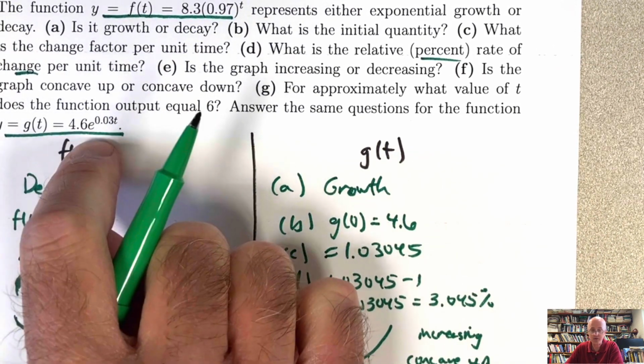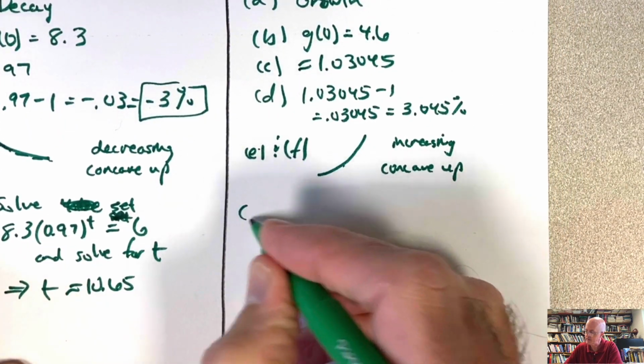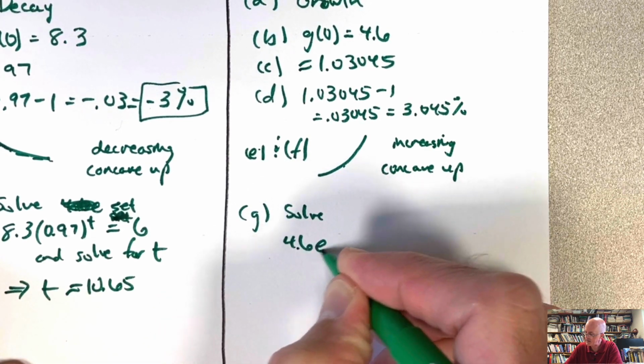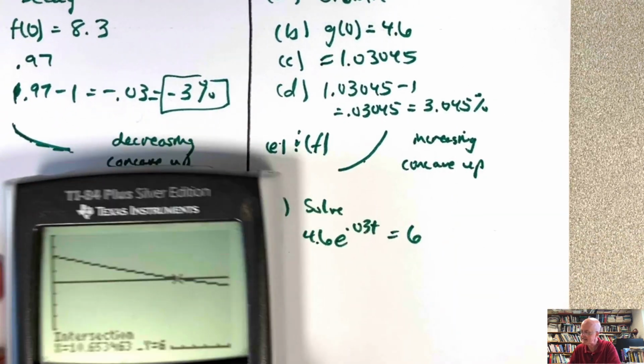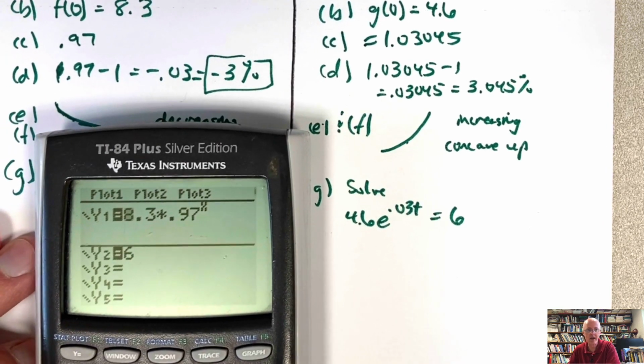The other function is growth and starts out at 4.6 and will grow to 6 at some positive time. So we want to solve 4.6 times e to the 0.03 t. When does that equal 6? I'm guessing that's probably going to be a little bit bigger window. Let's go back to my y equals screen here.